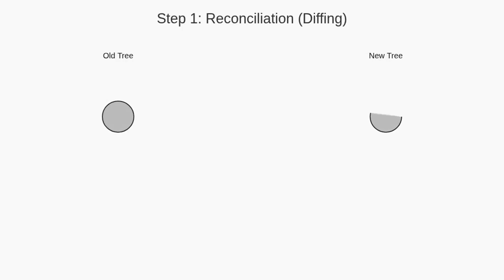It identifies the smallest possible set of changes required to update the screen. Instead of saying, re-render the whole list, the diffing algorithm might say, just change the text of the third item and make it bold. This precision is what makes modern web apps feel snappy and responsive.